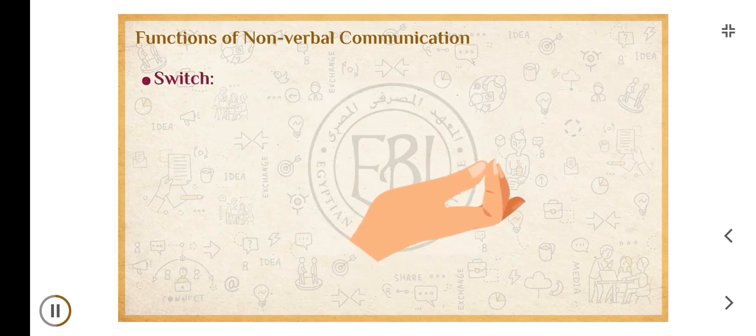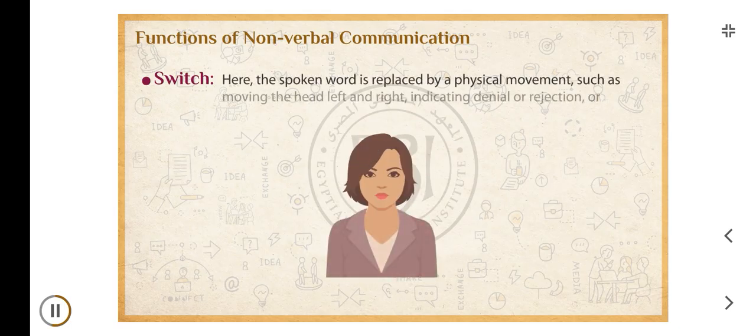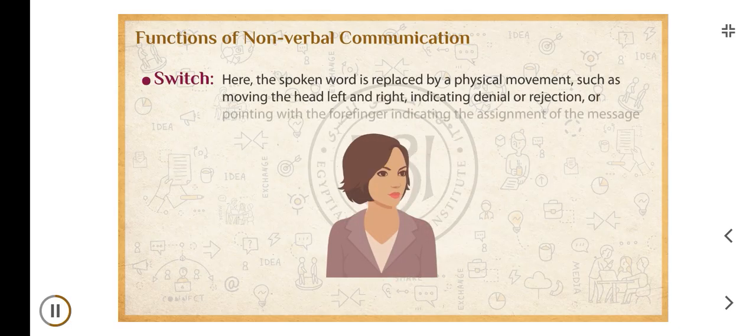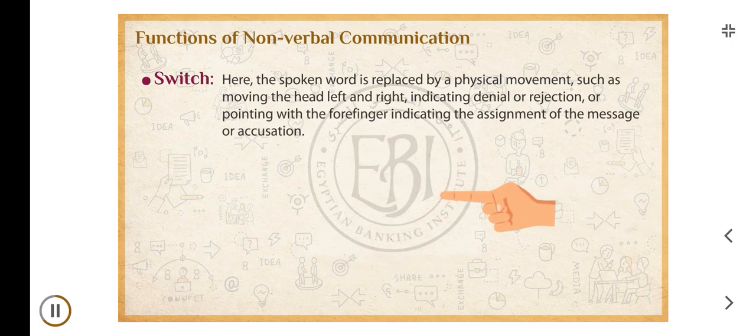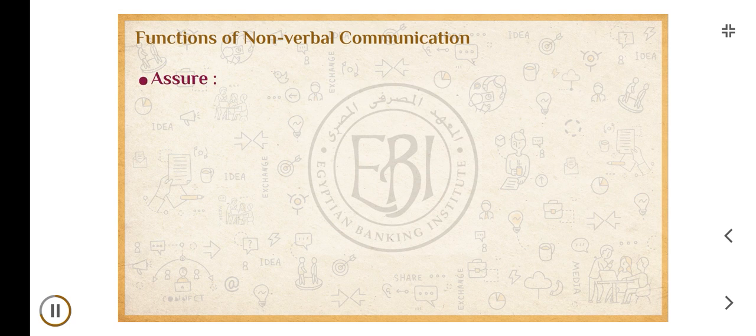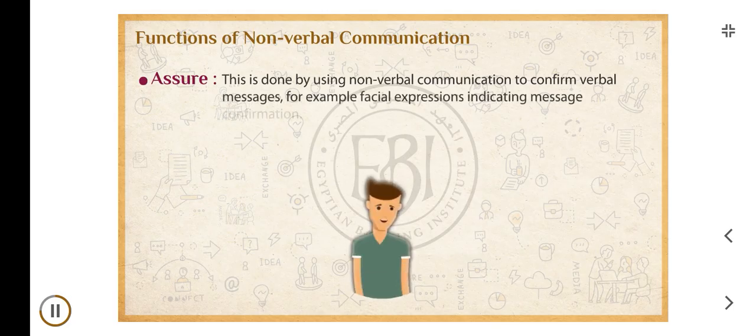Switch. Here, the spoken word is replaced by a physical movement, such as moving the head left and right, indicating denial or rejection, or pointing with the forefinger indicating the assignment of the message or accusation. Assure. This is done by using nonverbal communication to confirm verbal messages. For example, facial expressions indicating message confirmation.